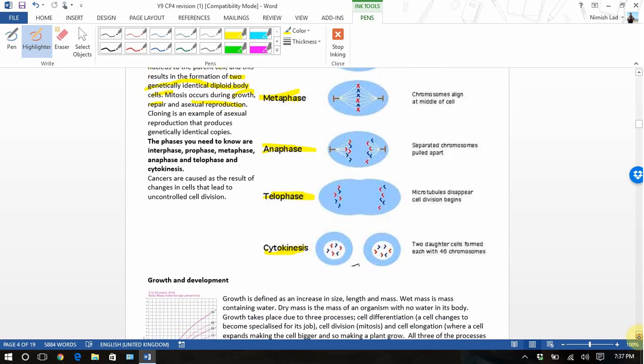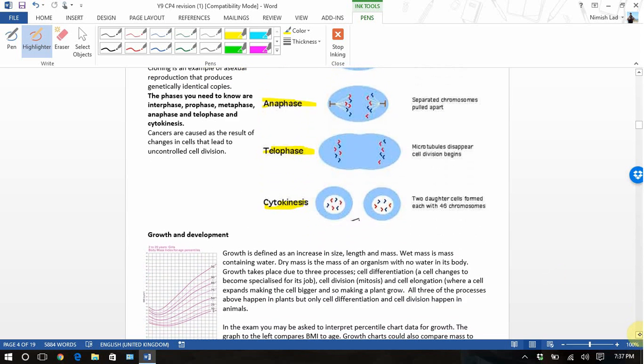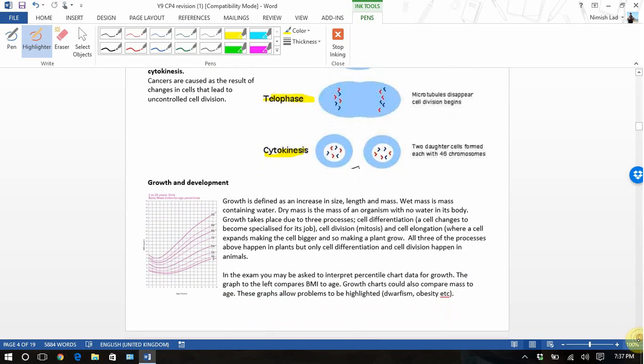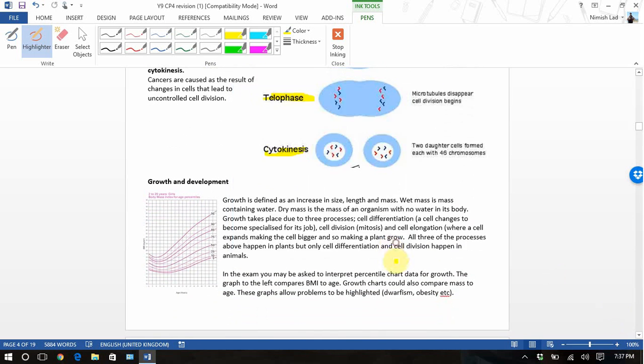So growth and development. There are a lot of notes here that you just need to read through. I can just go through a few bits with you as well. Growth is defined as an increase in size, length and mass.